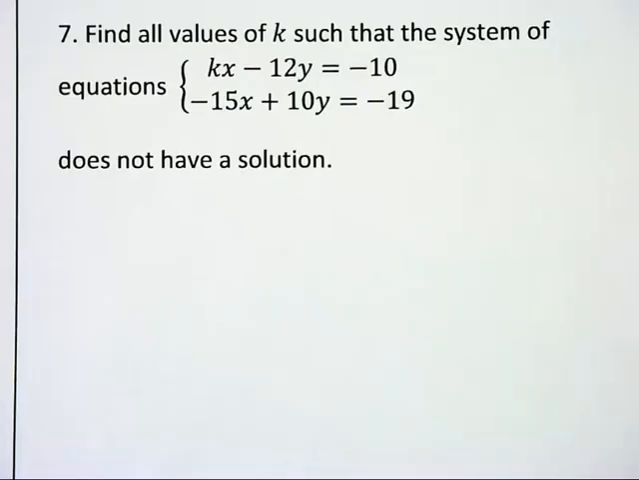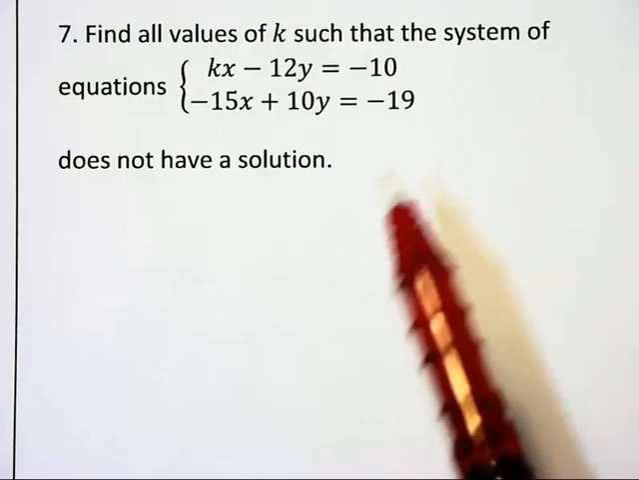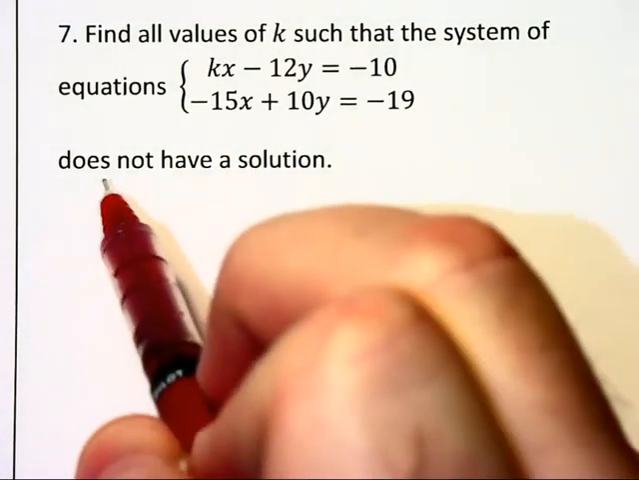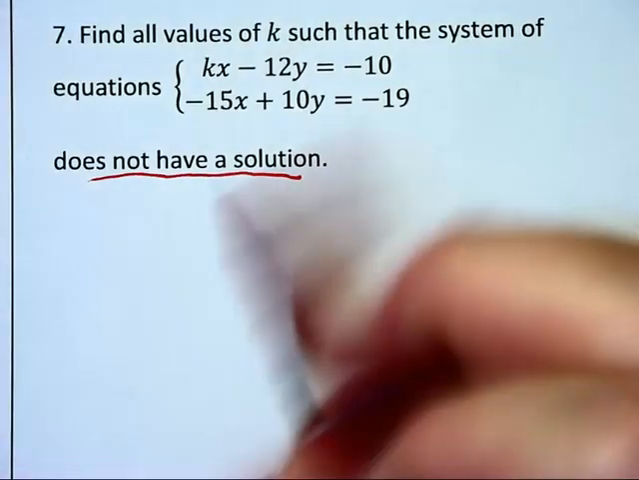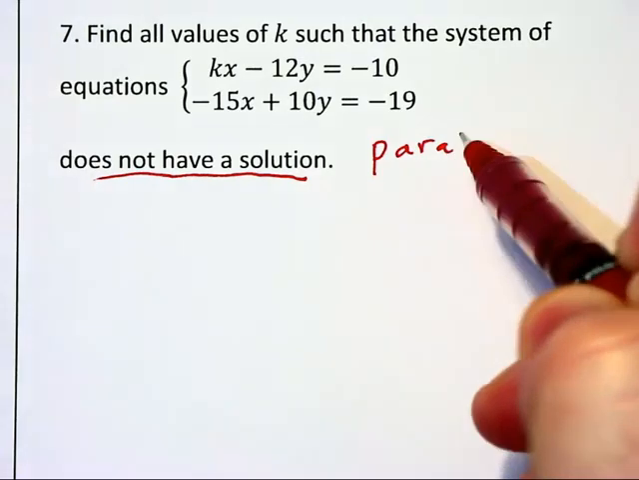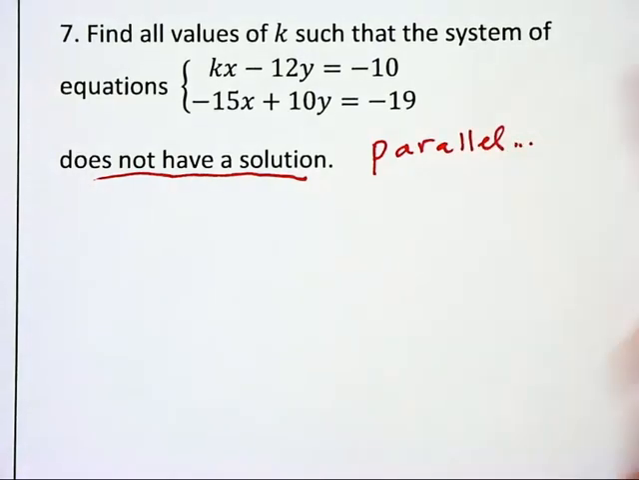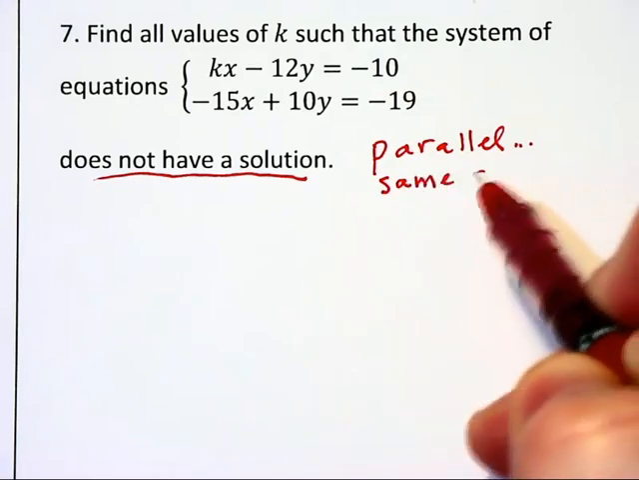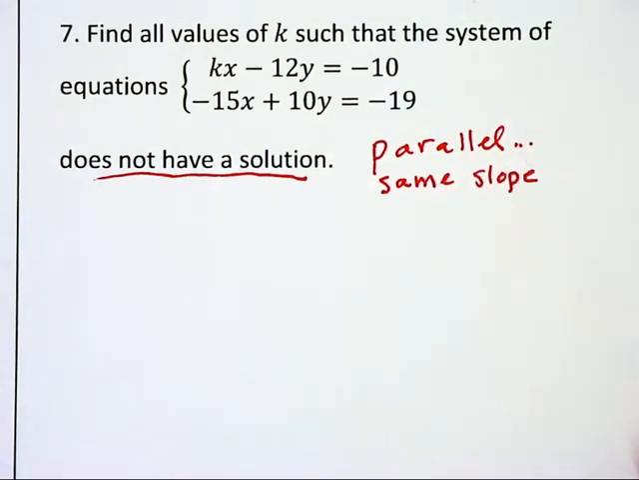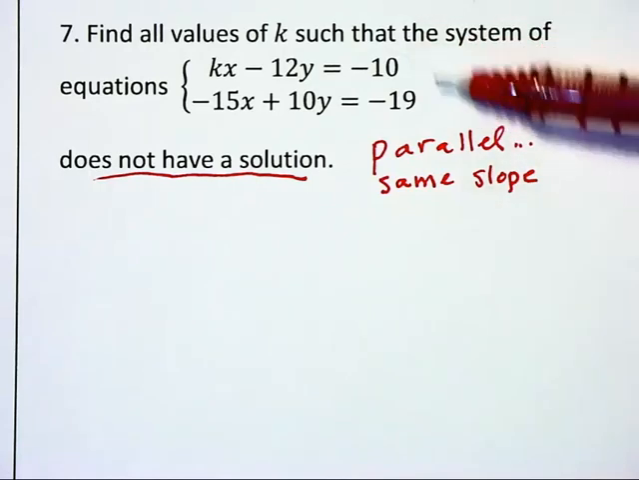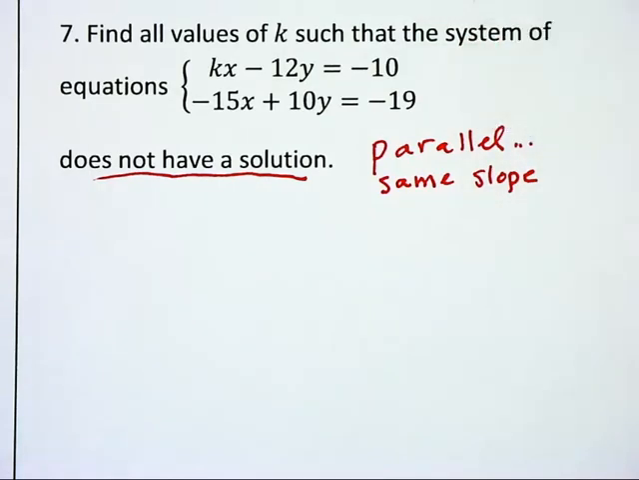Okay, here's a bit of a challenging problem for us. It says, find the value of k such that the system of equations does not have a solution. Well, you do not have a solution when the two lines are parallel. And when are two lines parallel? Well, when they have the same slope. So we need to find the value of k so that each of these equations has the same slope.